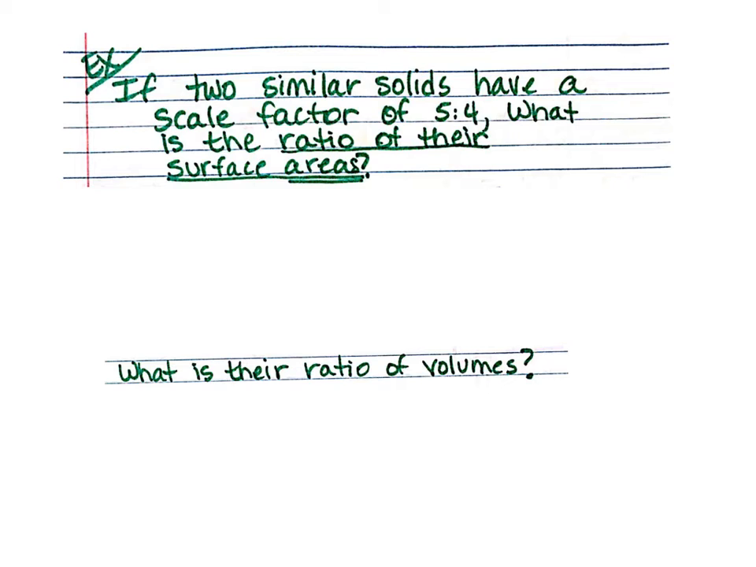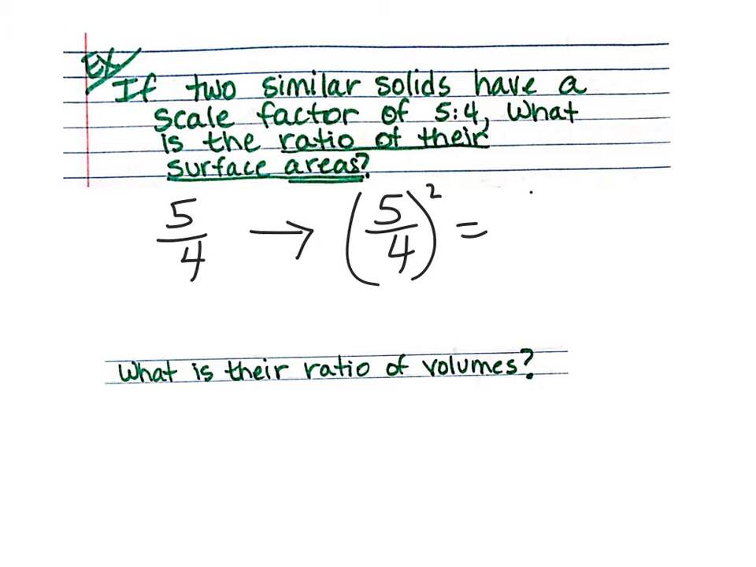Our first example says if two similar solids have a scale factor of 5 to 4, what is the ratio of their surface areas? All right, so we want to know what our scale factor is. So it's 5 over 4. And we know that the ratio of areas is the square of the scale factor. So we'll take our 5 over 4 and square it. And that equals 5 squared over 4 squared. So the ratio of our areas is going to be 25 over 16.